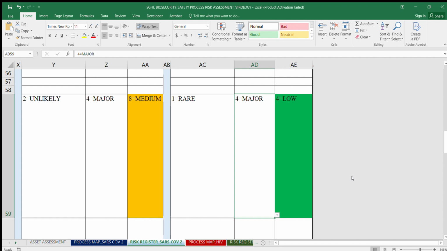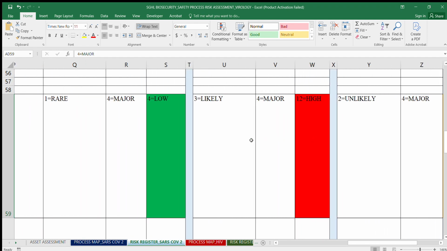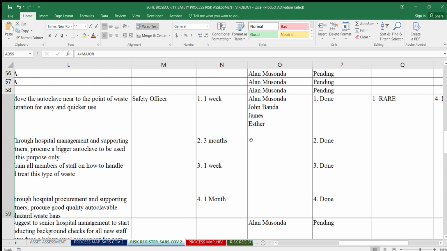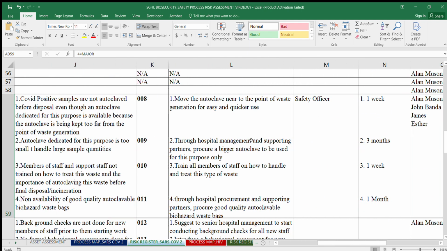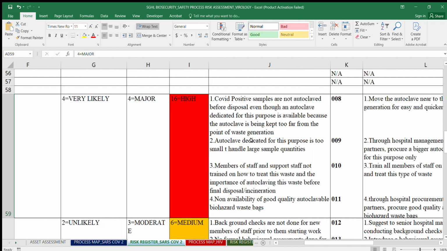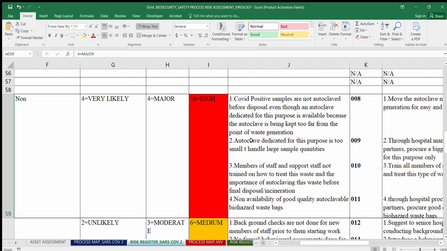So again, you need to come back and check. So you can never close a register for risk assessment. You come back and add more columns here and check again and again until you have a consistent low or acceptable risk for this particular scenario. So that's how you may handle this type of risk in the risk register.